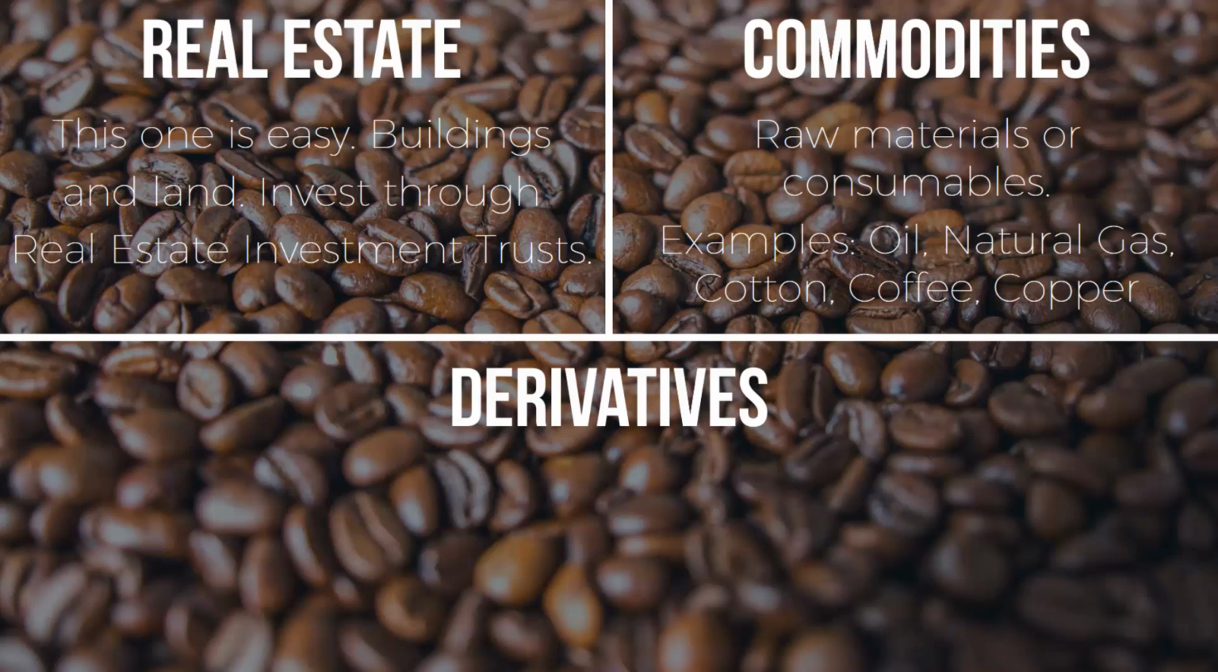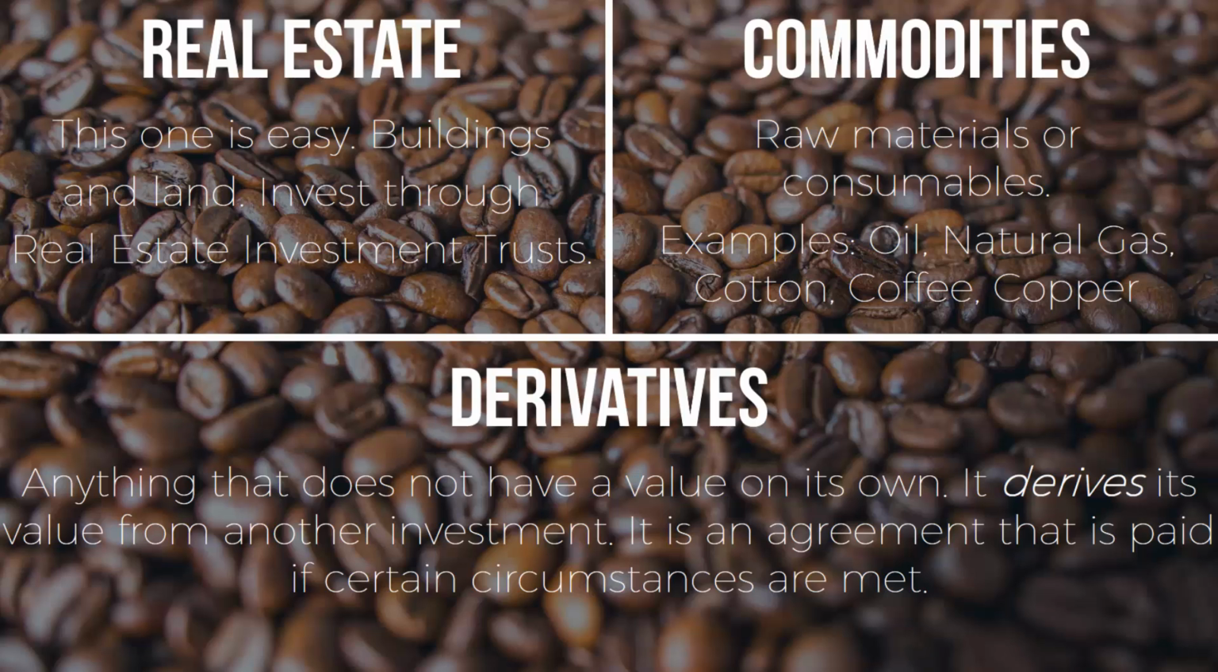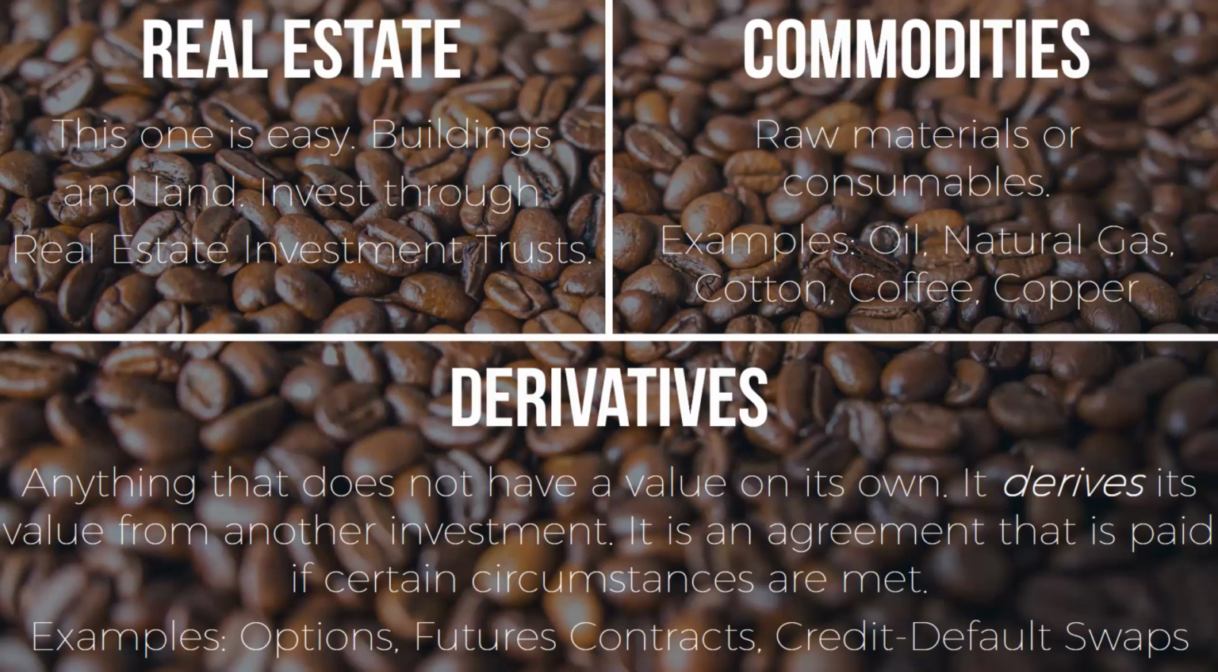Derivatives are anything that does not have a value on its own, but instead derives its value from another investment. Basically, it is an agreement that pays off if certain circumstances are met. Options, futures, and credit default swaps are all types of derivatives.